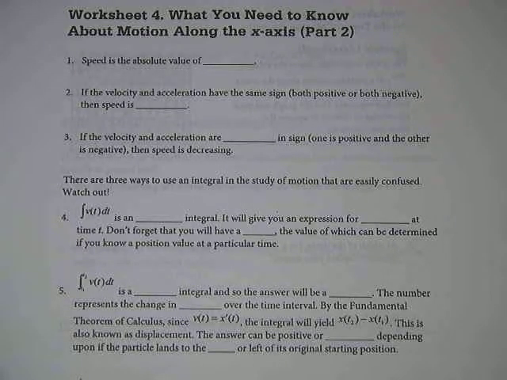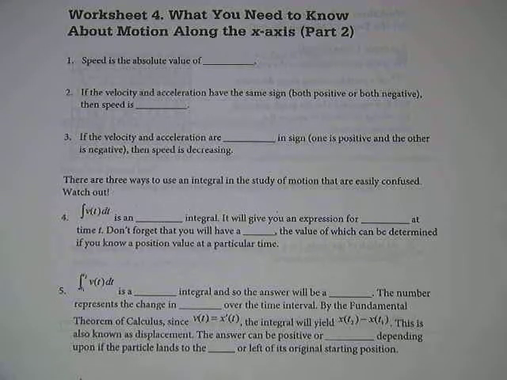So the answer can be positive or negative, depending on if the particle lands to the right or left of its original position. If there's more negative area under that velocity curve, there's more movement in the negative direction, and therefore our displacement could very well be negative.